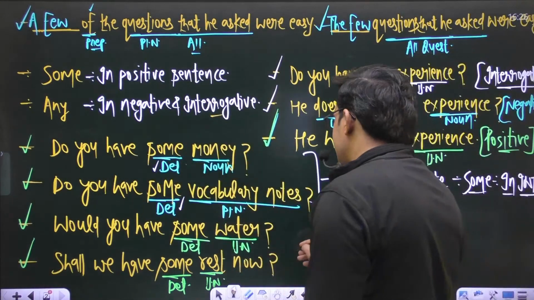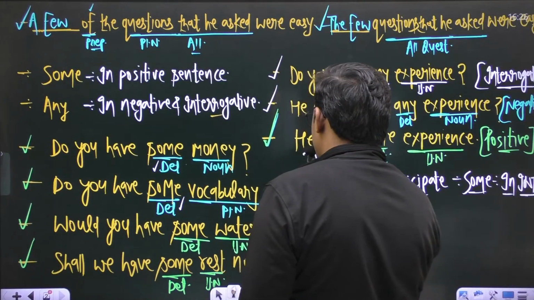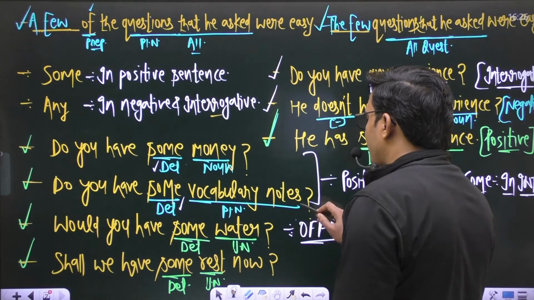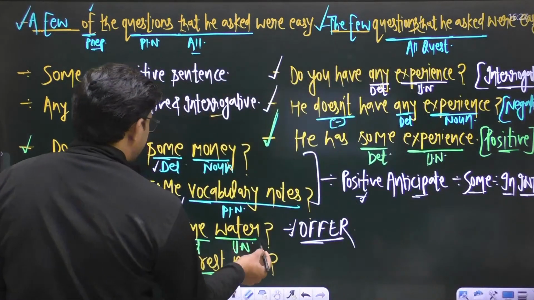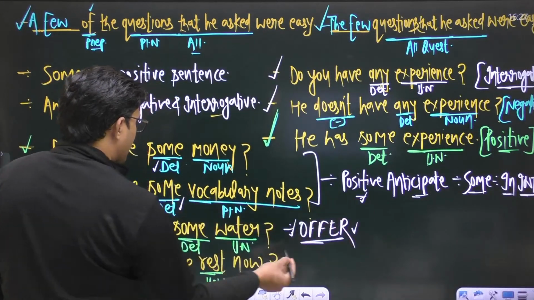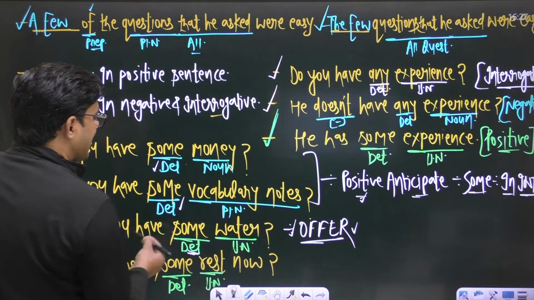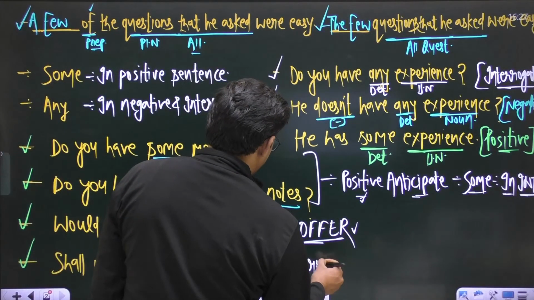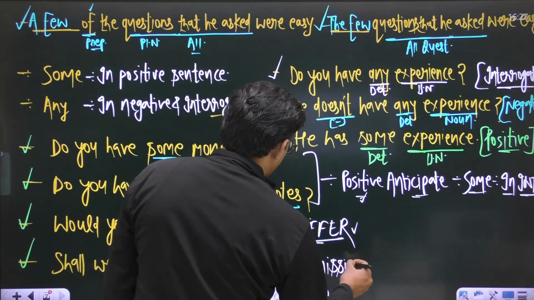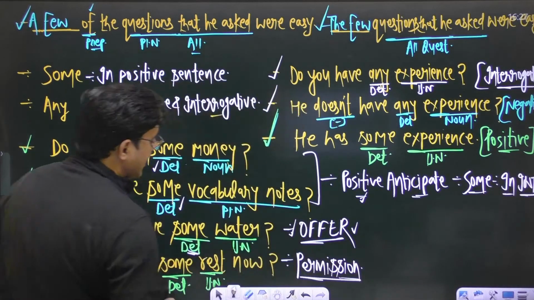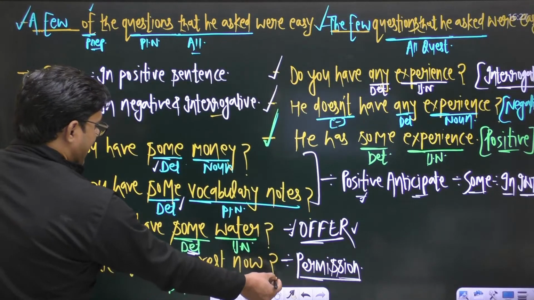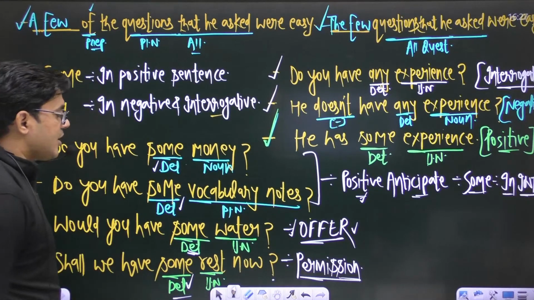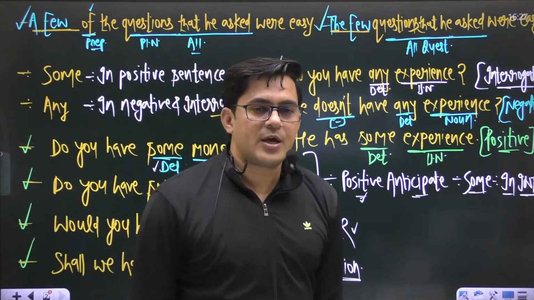Okay, next sentence. In the third sentence we are showing an offer, and make sure whenever you show an offer in an interrogative sentence, we also use the determiner some. And in the last sentence you are showing permission, you are asking for permission to do something. In case of permission also, if you have an interrogative sentence, we use the determiner some. So that's why all the sentences are okay.